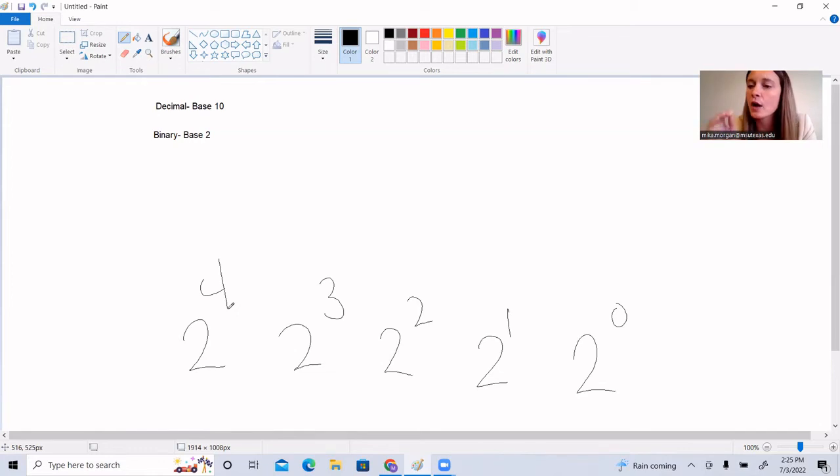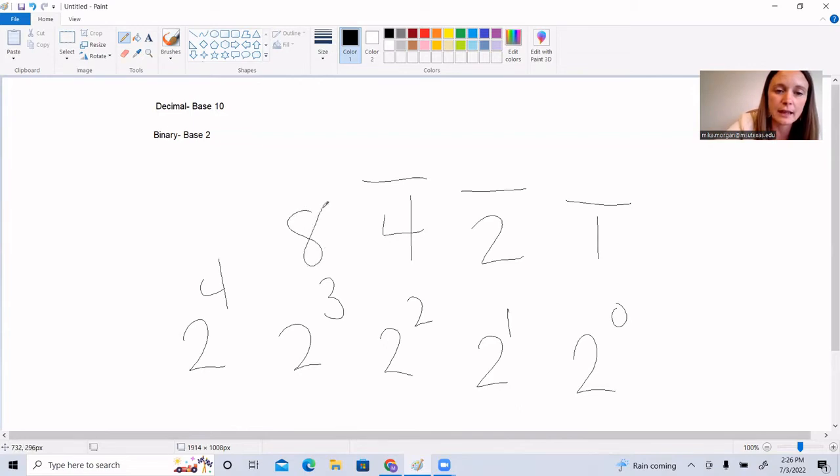2 to the power of 4, and so on. And what we get here are our place values. Remember that any number raised to the power of 0 is 1. So my very first digit is my ones place. 2 to the power of 1 is 2. 2 to the power of 2 is 4. 2 to the power of 3 is 8. 2 to the power of 4 is 16.